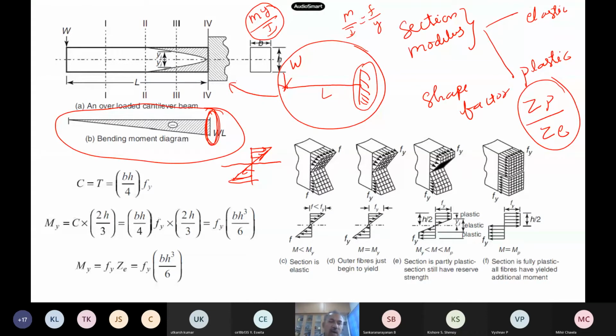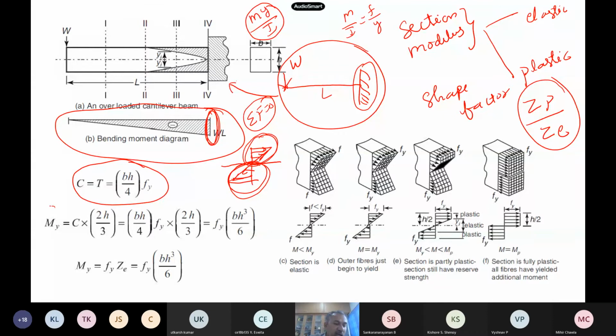Now obviously, the compression portion and the tension portion must satisfy two equilibria. One is force equilibrium. On this beam there is no axial force acting, so obviously the sum of forces, ΣF, has to be 0. Which means the compressive force and the tension force should both be the same, so automatically this is BH by A into F of I or whatever you have.